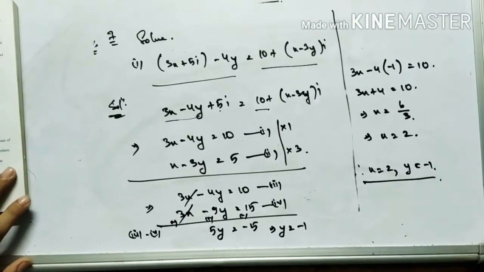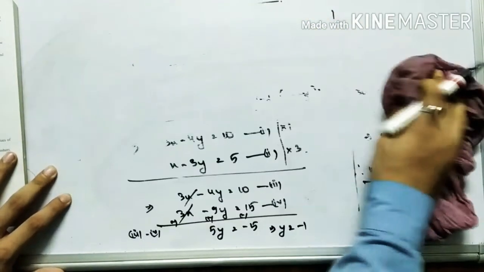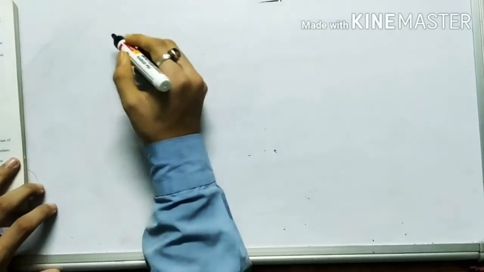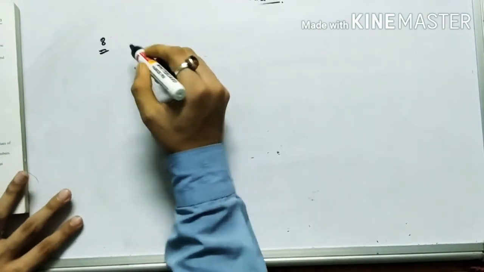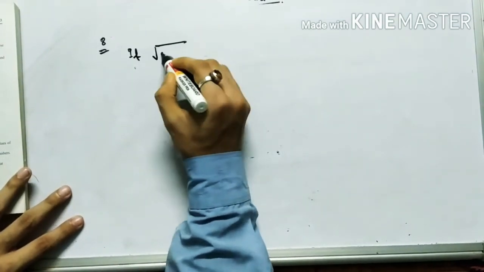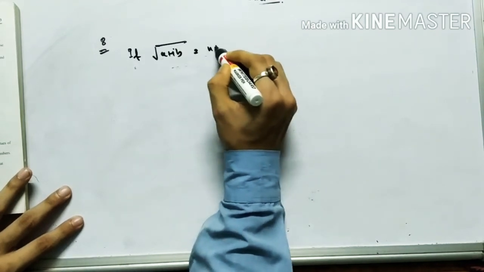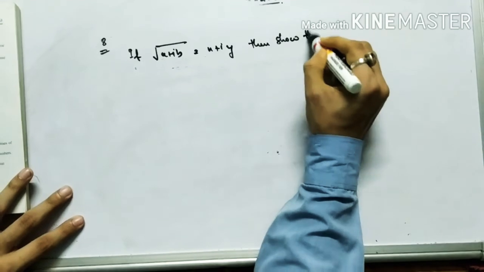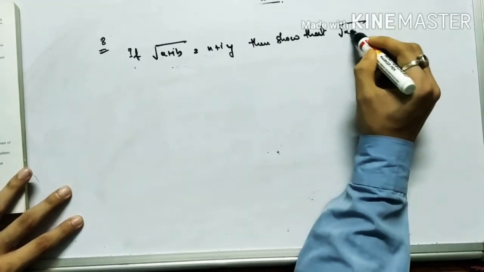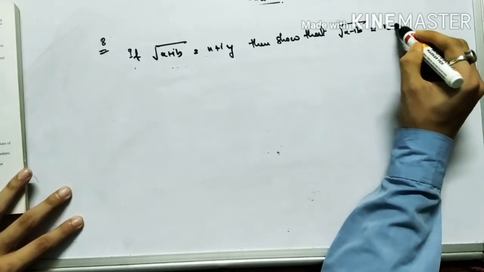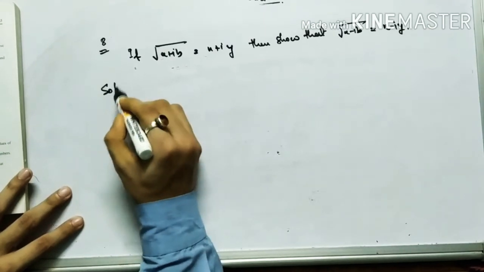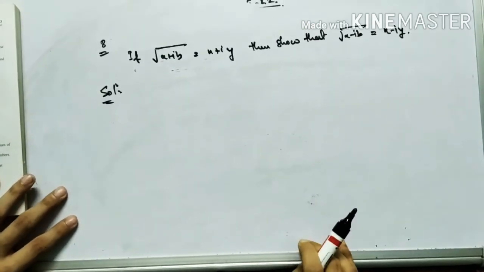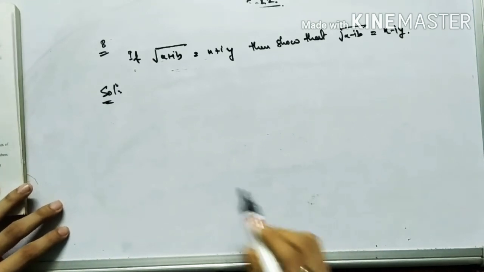Rest of the problems, type 7, you try to do by yourself. I think in the previous videos I have showed you. This is question number A. If root over a plus ib is equals to x plus iy, then show that root over a minus ib is equals to x minus iy.